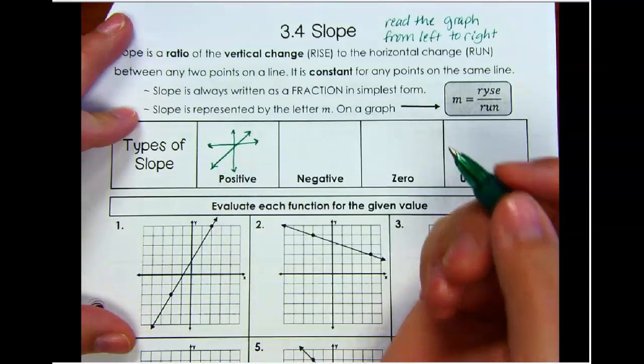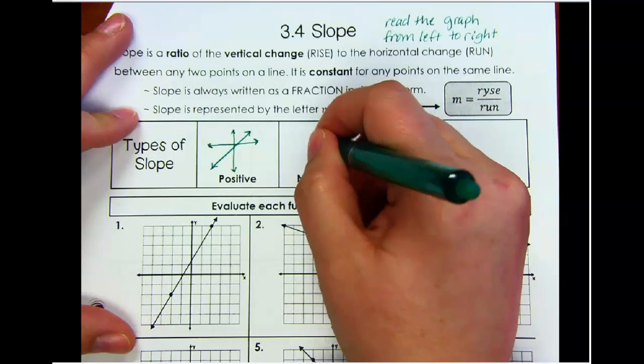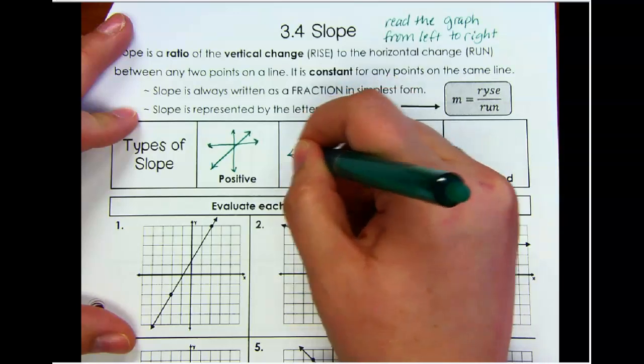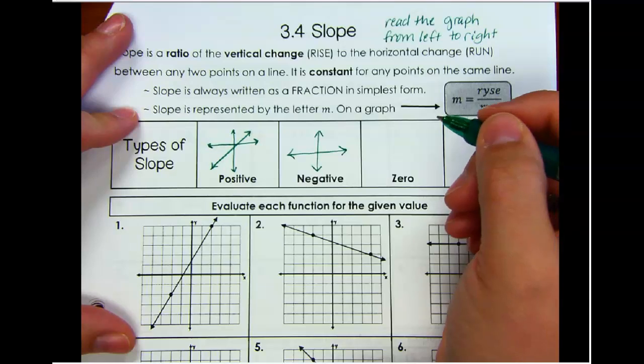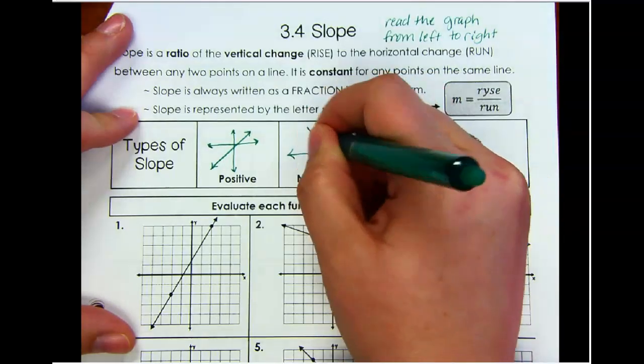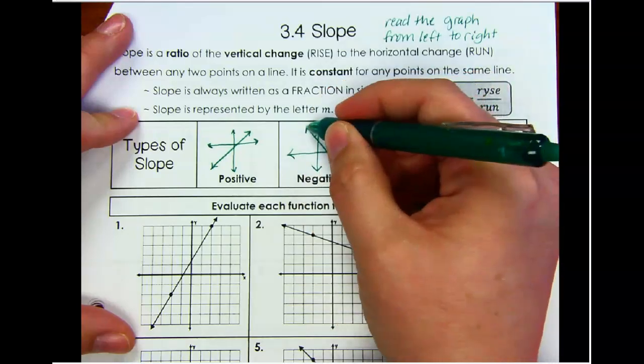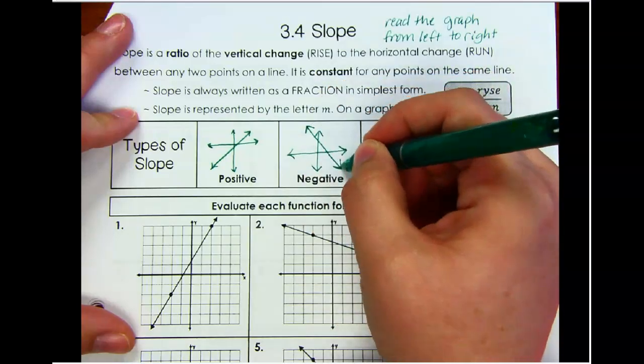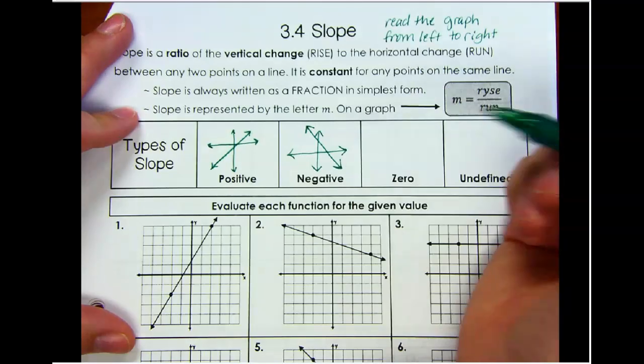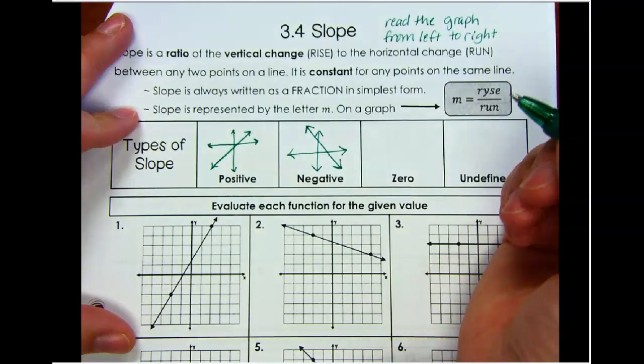It's a positive. If we had another coordinate plane on here and we wanted to talk about a negative slope, it would go down from left to right. So notice we start up high on the left and then go down. Okay, so that's the difference in positive and negative.